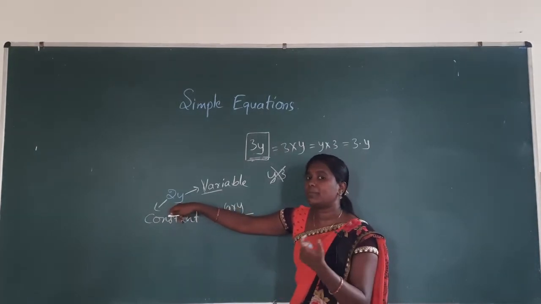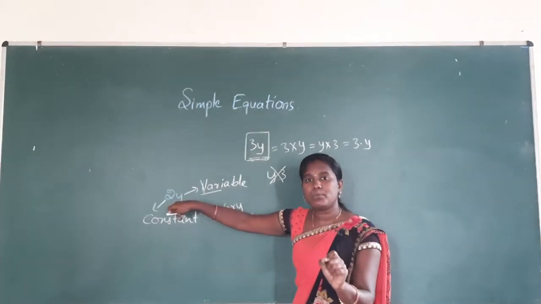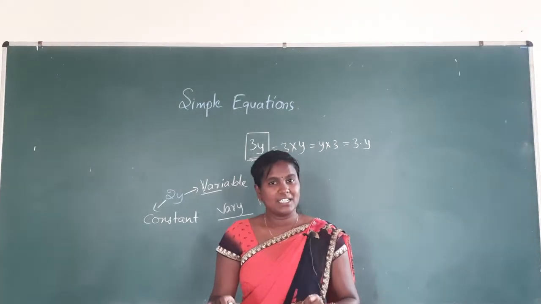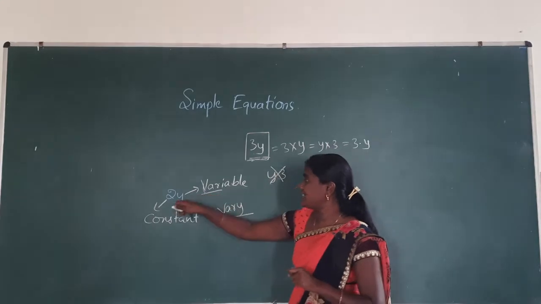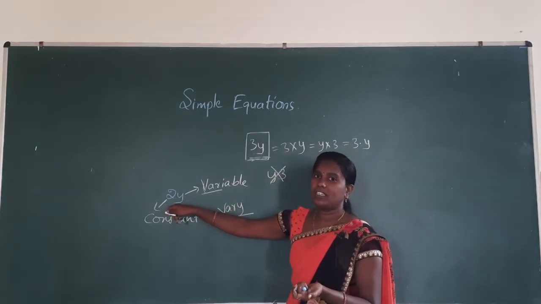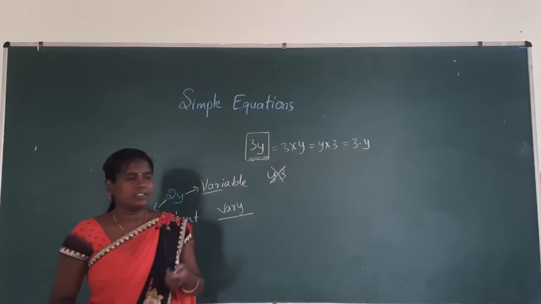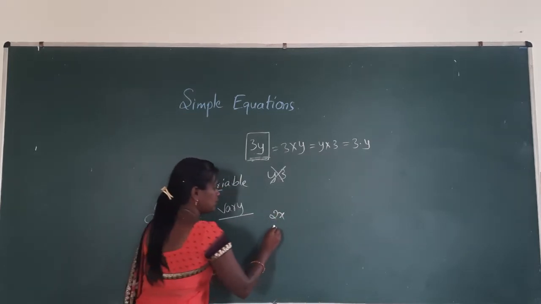For this variable, I am not saying this variable. This is a symbol whose value is not fixed. Yes, a symbol which does not have a fixed value is called a variable. So in this case, I considered 2y. I can write this as 2x also. I can write this as 2a.